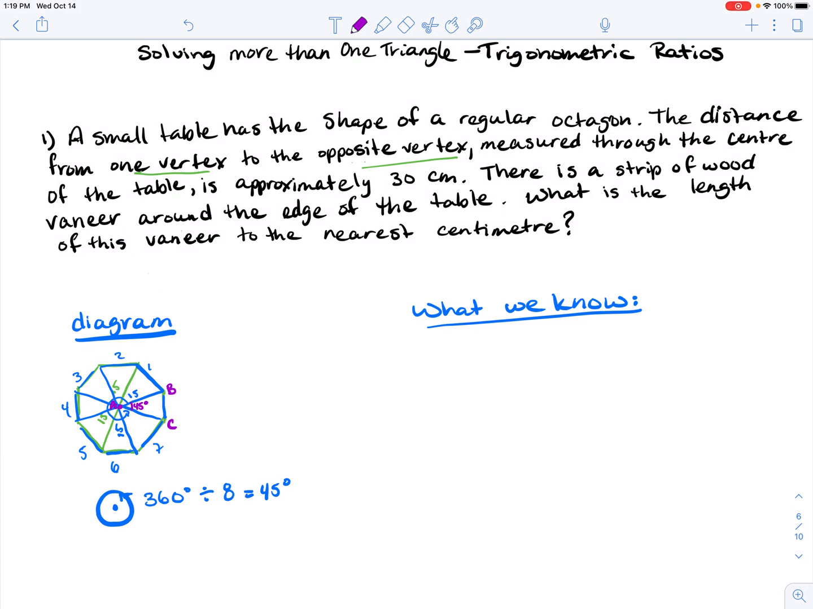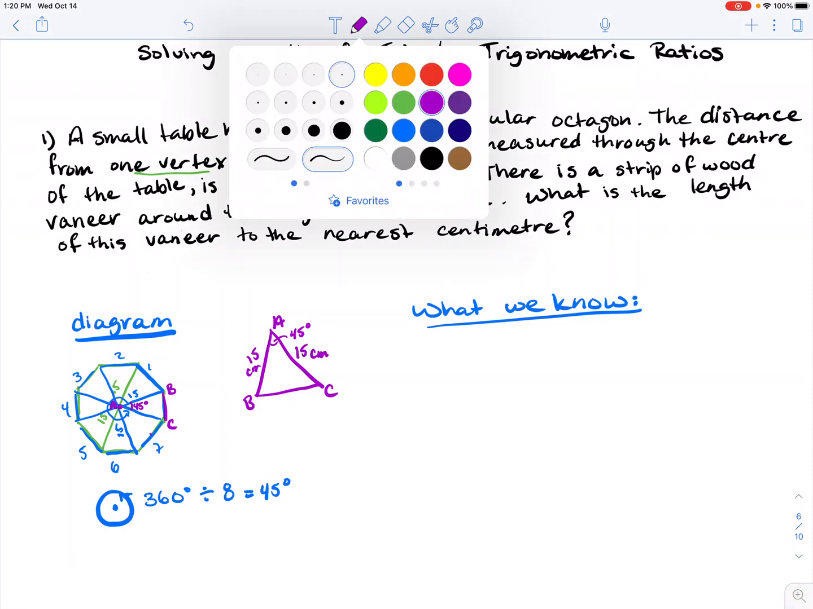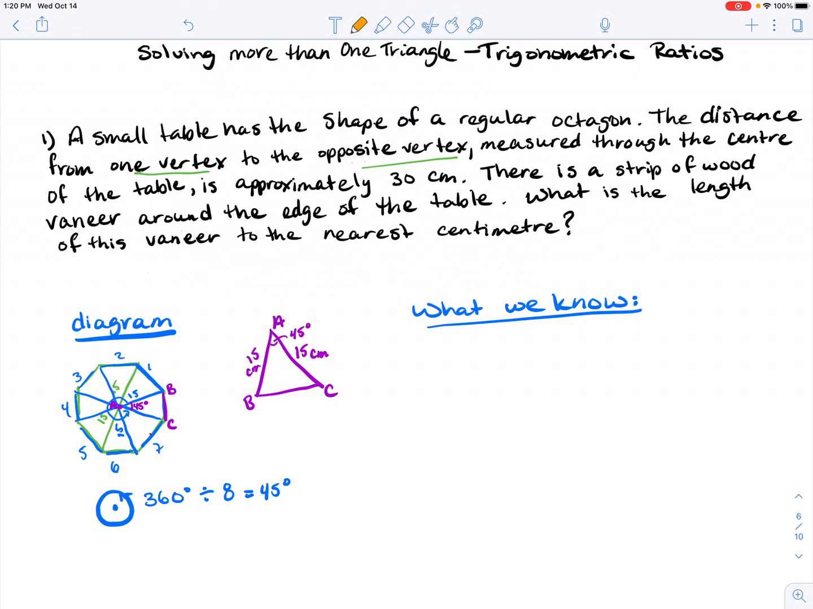Now I'm going to need to find an edge length for BC. Well, how am I going to do it? I'm going to bring BC out of my triangle, out of the octagon. So I'm just going to draw it here. I have B, I have C, and I have A. A in total is 45 degrees. I know that AB is 15 centimeters, and I know that AC is 15 centimeters. How do I change this to a right-angled triangle? I'm going to draw a line in the middle of 45 and split that in half.